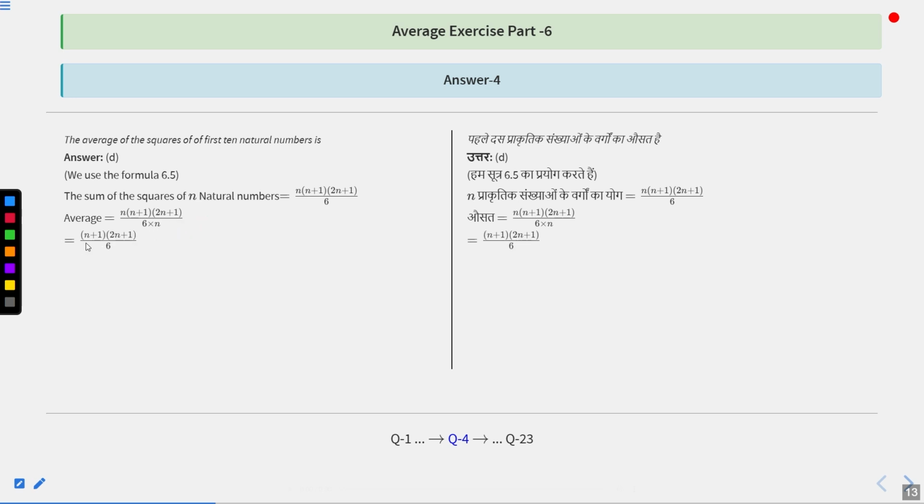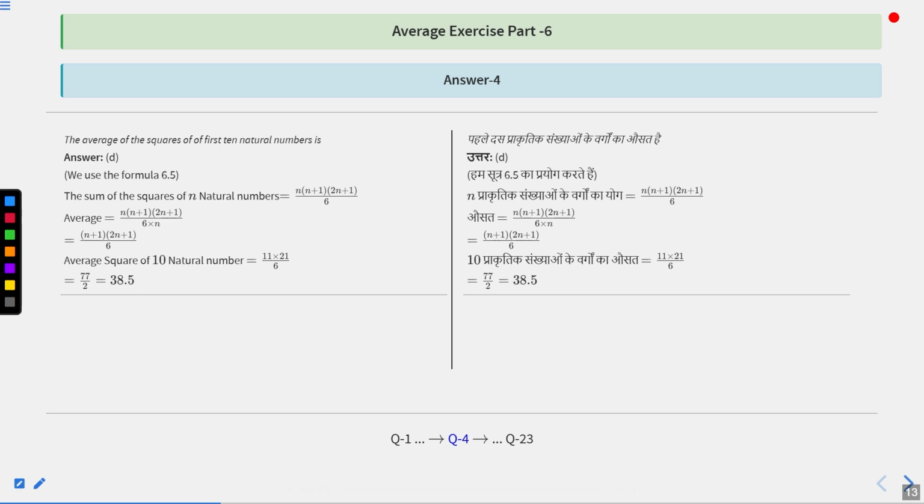When we simplify it, n will be cancelled out, so it will become n plus 1 into 2n plus 1 upon 6. So the average of the squares of 10 natural numbers will become 11 into 21 upon 6. When we calculate it, we get 38.5. This is the correct answer. Next one.